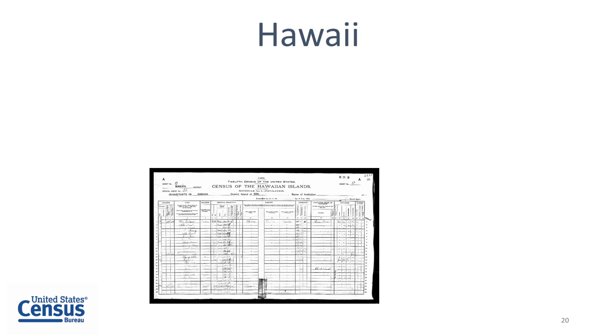Additionally, because previous governments had used censuses for taxation, there was a deep cultural bias against enumerators, which often erupted into violence. The Census Bureau recognized that it had to do a better job of reaching the Hawaiian people and educating them on the importance of participation ahead of the 1910 census.